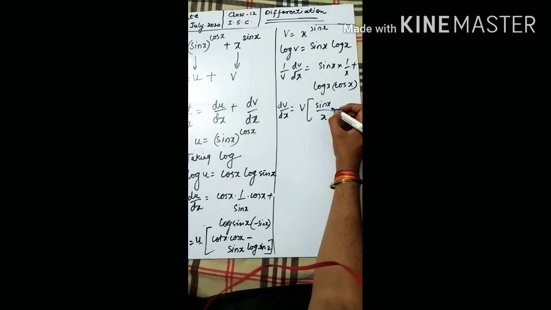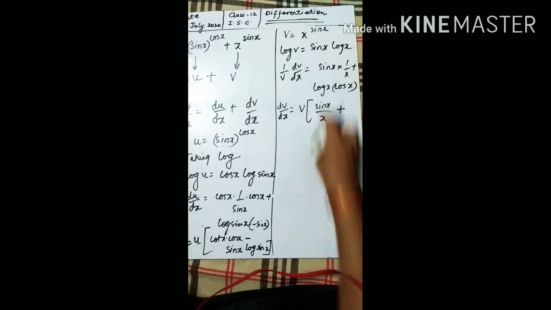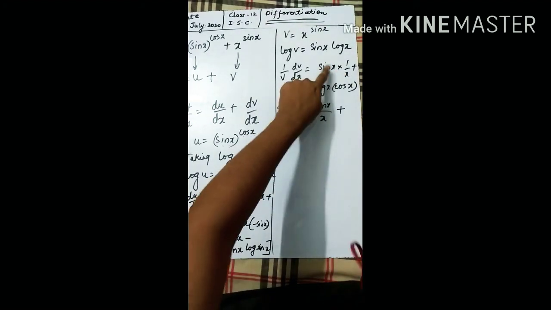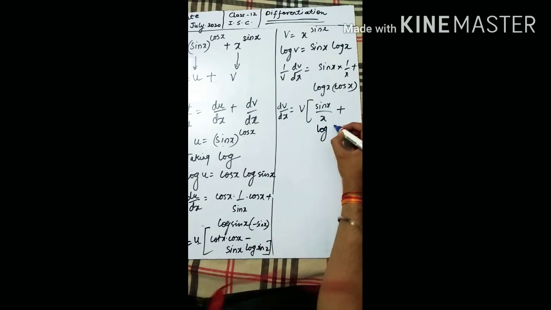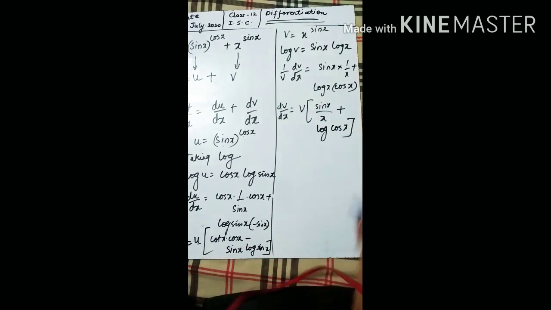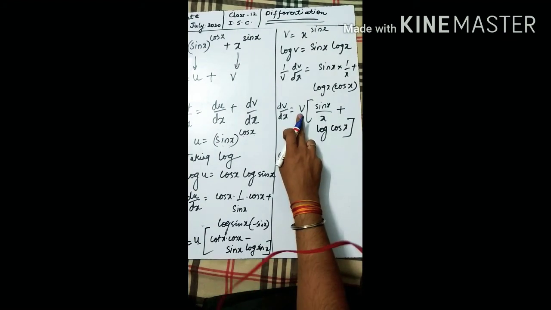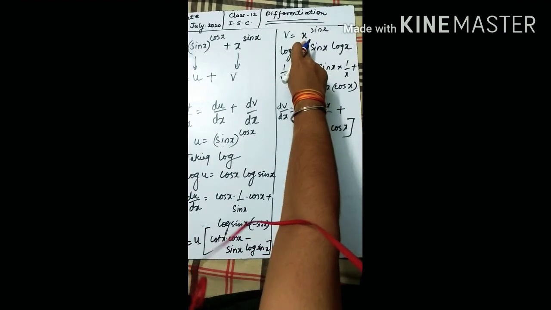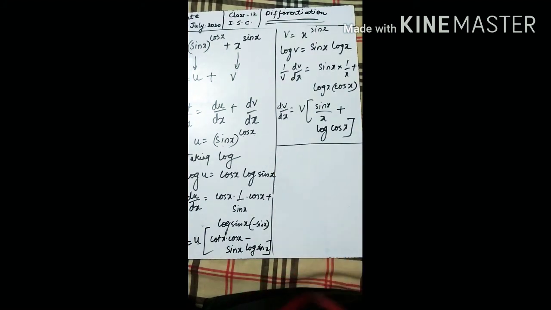Okay, wait, if you can't see, sin x upon x here plus log x cos x. Okay, now this v, in place of v we have to write x to the power sin x. This we can do. Now finally what to do?